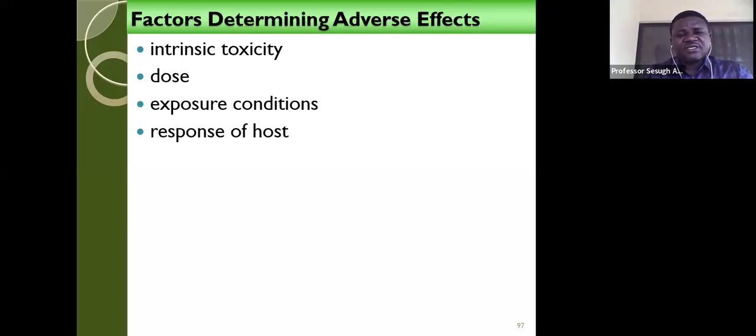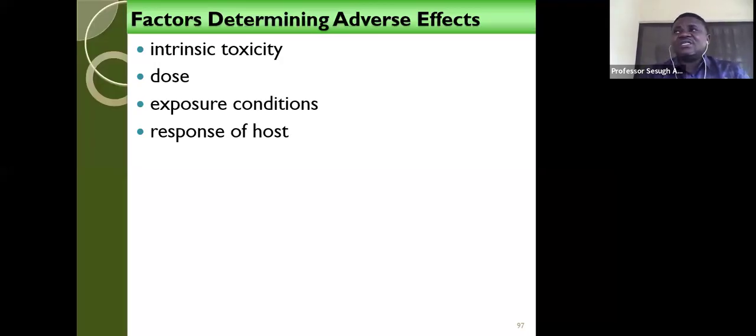And if there is a situation where a particular chemical finds itself in an environment that is very high in temperature, and that condition suits it, then you should expect that the adverse effect will be felt compared to when the condition is not. And then the dose, if the dose is high, we should expect that we should have a higher toxicity. And then the intrinsic toxicity has to do with something that is inbuilt.